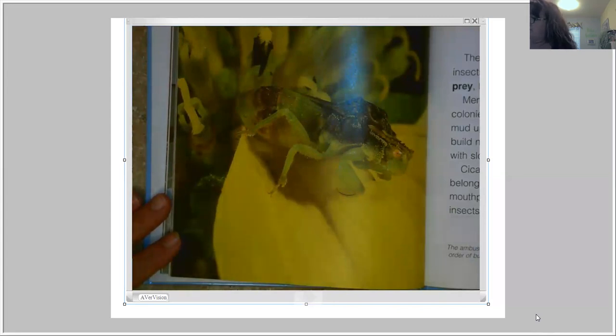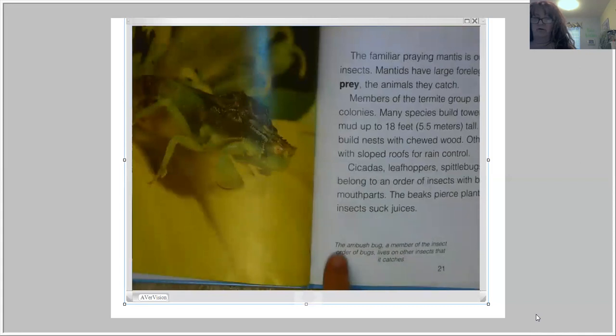Cicadas, leafhoppers, spittlebugs, and aphids belong to an order of insects with beak-like piercing mouthparts. The beaks pierce plants from which the insects suck juice. This one, my little information part over here, says this is called an ambush bug.